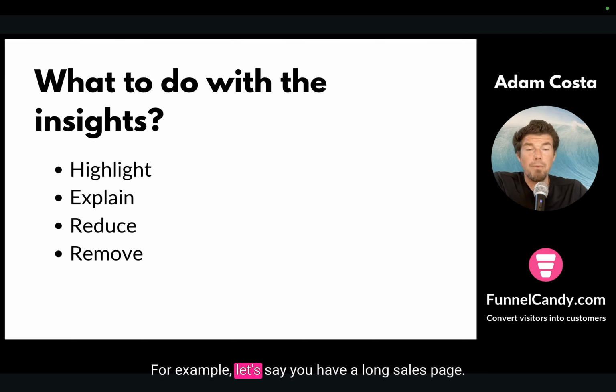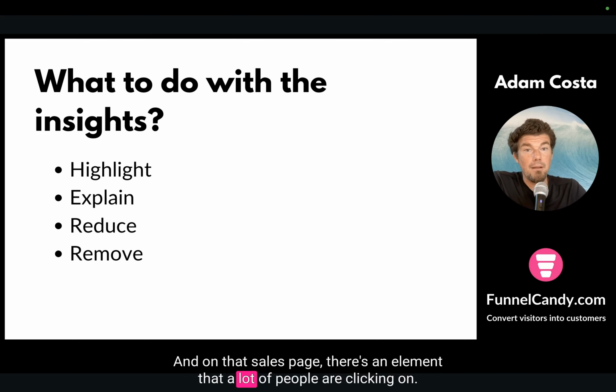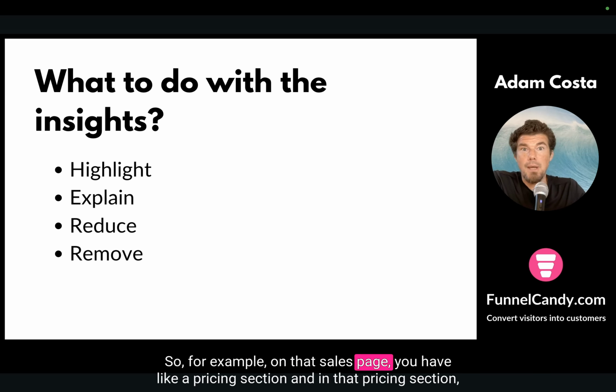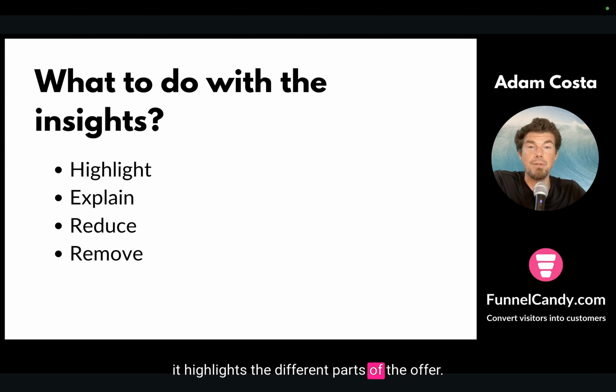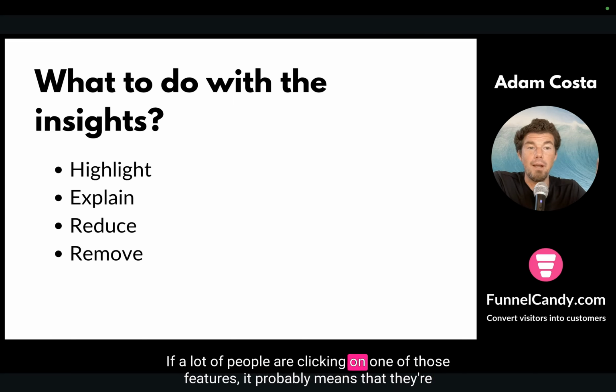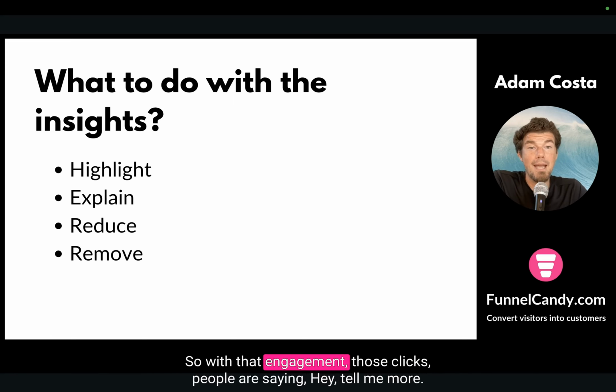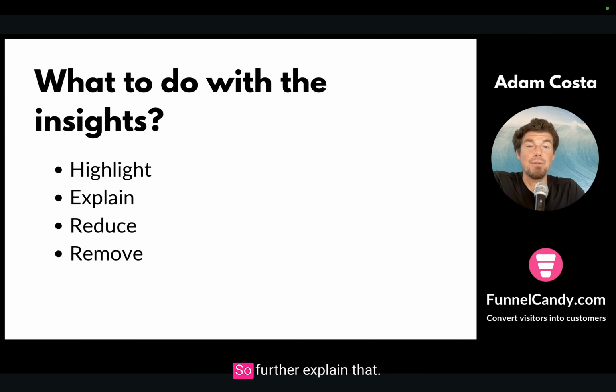The second thing that you can do is to further explain. For example, let's say you have a long sales page, and on that sales page, there's an element that a lot of people are clicking on. That usually means that they're looking for more information. So for example, on that sales page, you have like a pricing section, and in that pricing section, it highlights the different parts of the offer. If a lot of people are clicking on one of those features, it probably means that they're expecting a tooltip or some more information. So with that engagement, those clicks, people are saying, hey, tell me more. I need more information. So further explain that.